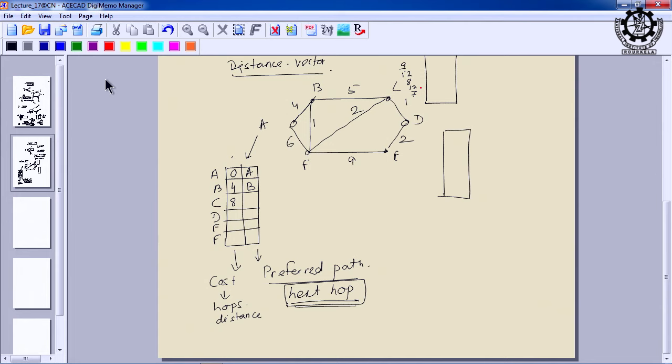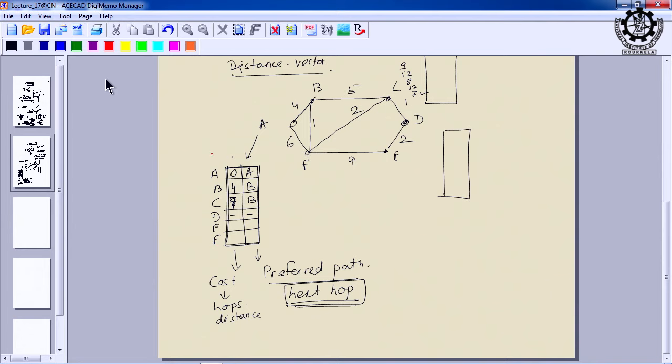Now, tell me which is the best path now? Lowest cost? Definitely this one is 7. And who is the preferred path now? B. Correct? So, similarly for every destination, it is found that there is a cost associated with that, and who is my best neighbor to that. This is the table of A.